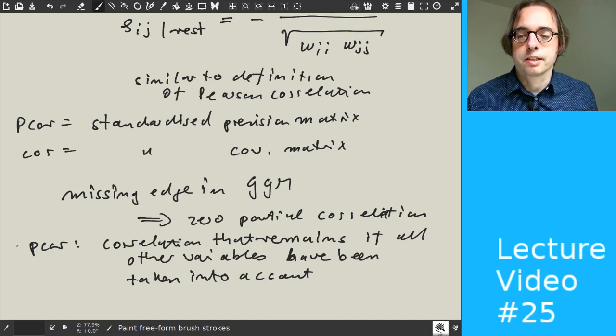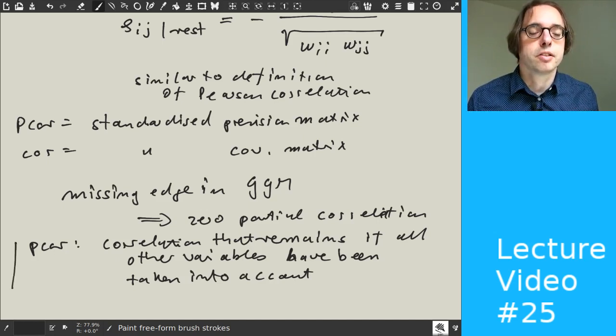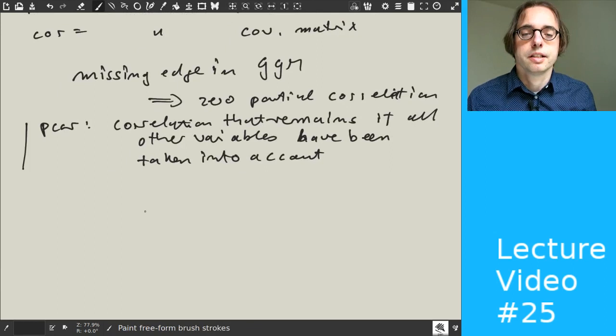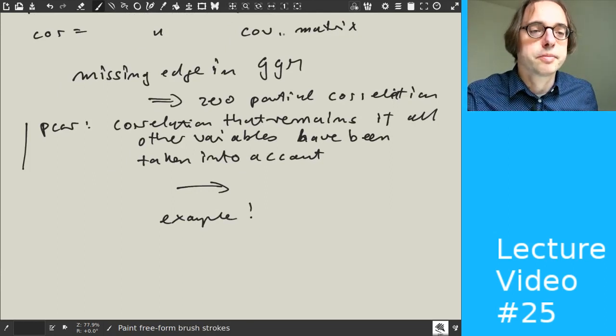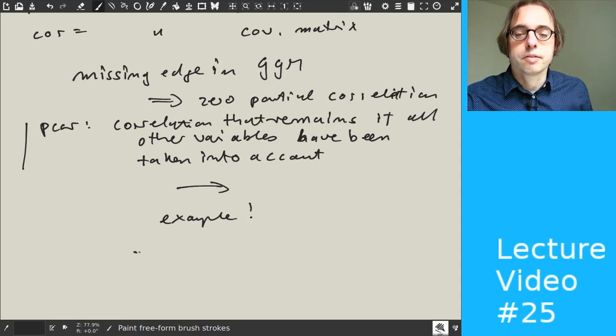So partial correlation is easy to interpret, not just in terms of conditional independence, which, because we're operating in a normal setting, is of course the same as uncorrelatedness, but not in general. Okay, so in the script you'll see an example for this. I'll show it to you briefly, and then in the worksheet you do another example by yourself.